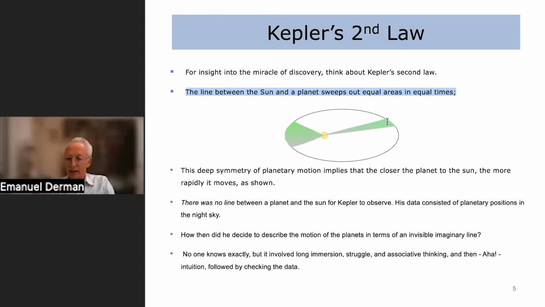The astonishing thing for me is that there is no line between a planet and the sun for Kepler to observe. His data merely consisted, God knows how he did it without computers, of planetary positions in the night sky. There's no line that he could observe, and it's astonishing that he decided to describe the motion of the planets in terms of an invisible imaginary line. No one knows exactly how he got to this, but it involved long immersion, years of struggle and associative thinking, and then finally some kind of aha intuition followed by checking the data. He had many, many trial attempts at all of this.